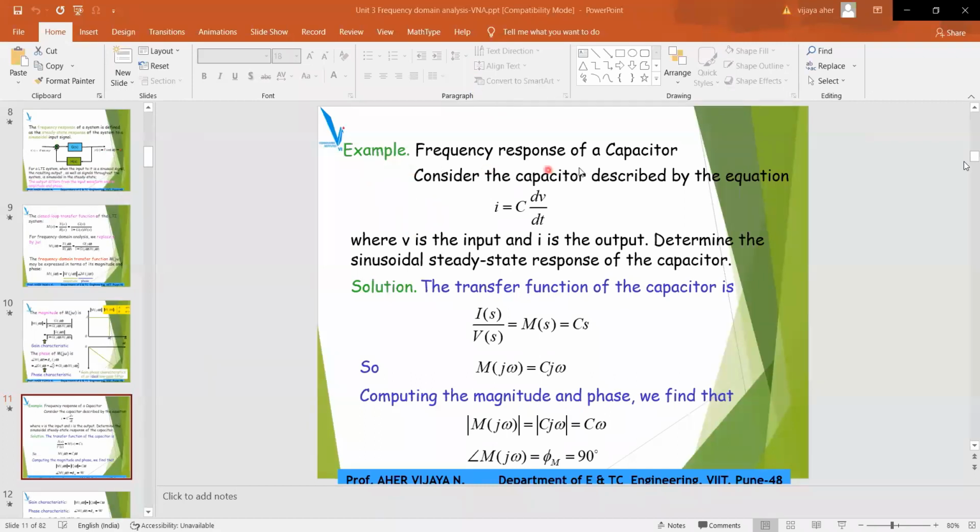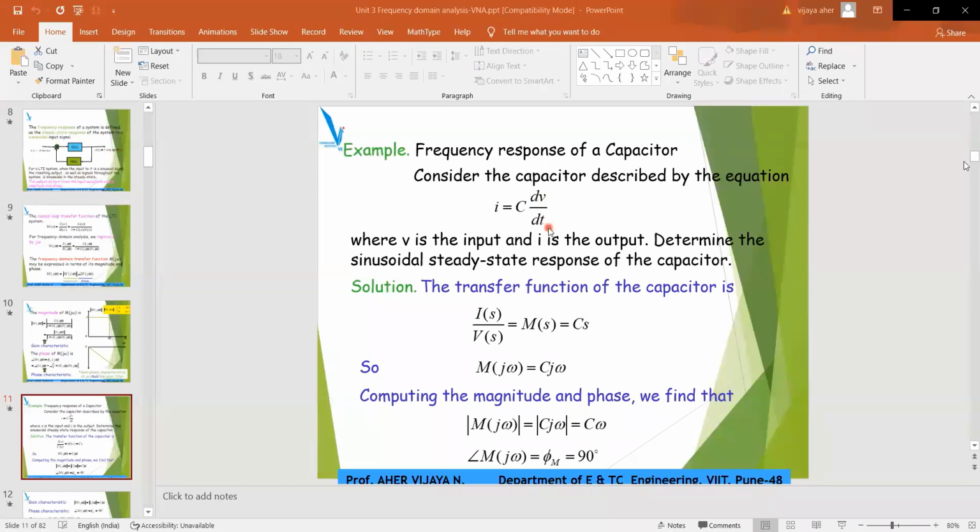Write the example: frequency response of a capacitor. Consider a capacitor described by this equation. You know the equation for current flowing through a capacitor when input voltage is applied to it. What is the equation for current flowing through the capacitor? That is given by this equation: I is equal to the value of capacitor into dV by dt. Write this equation. Current flowing through your capacitor, I is equal to C into dV by dt.